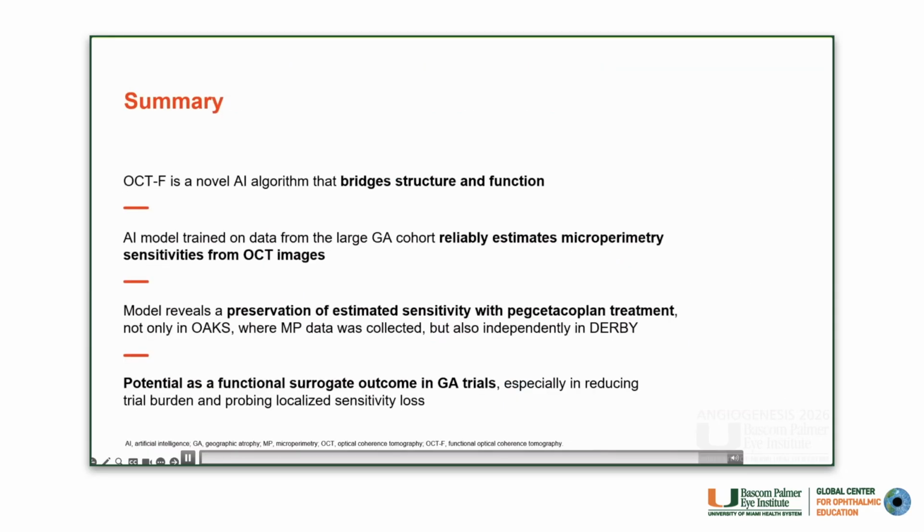To summarize, OCTF is an innovative AI method that correlates structure and function using just structural OCT, eliminating the need for microperimetry testing. The technology demonstrated sensitivity preservation in Oaks at 24 months as well as in Derby even without microperimetry data. This approach could potentially transform patient assessment and serve as a functional outcome metric in future geographic atrophy trials.